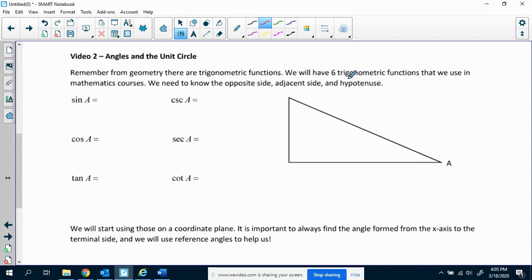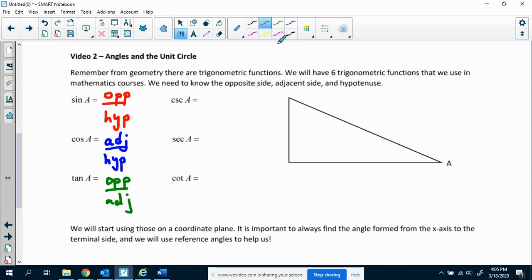There were three trig functions that you spent a lot of time on. Sine of an angle was the opposite side over the hypotenuse. The cosine of an angle was the adjacent side over the hypotenuse, and the tangent of an angle was the opposite side over the adjacent side.